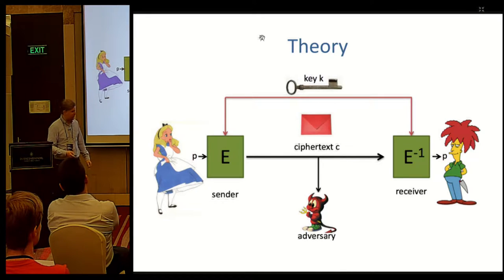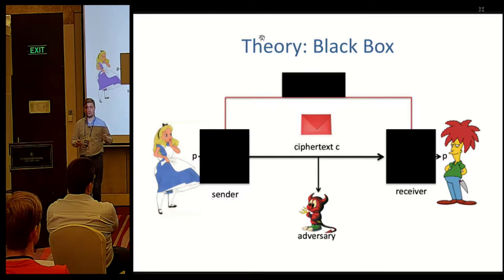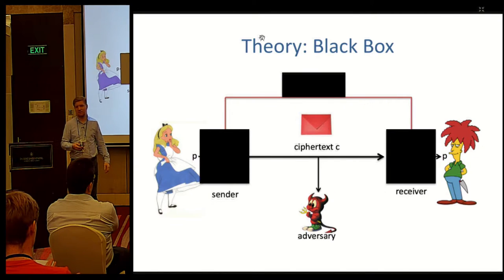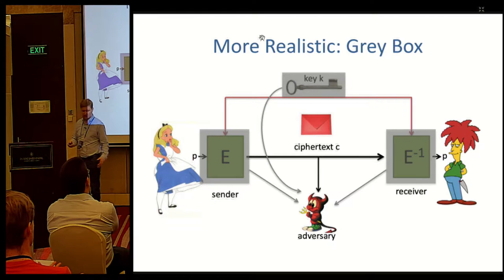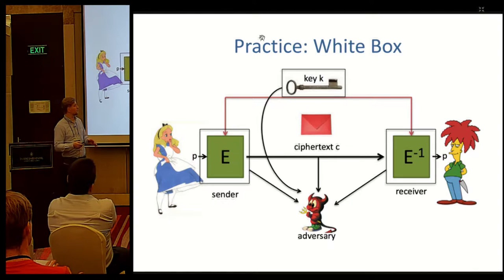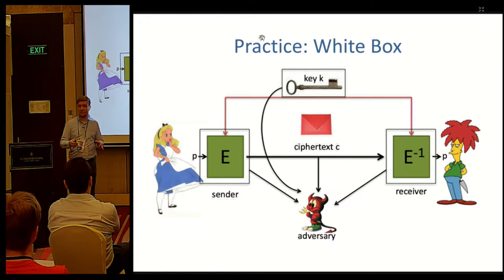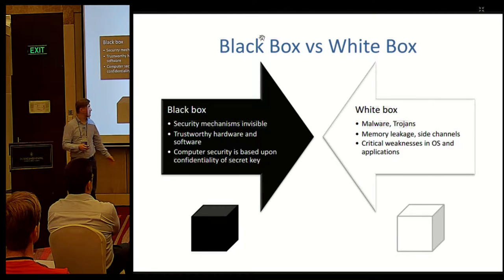What is it? Well, in theory, we always assume that the key and the implementation of both encryption and decryption are hidden. But in a more realistic setting, for example, such a context where we can look a bit into the implementation, maybe a bit into the key. And of course, the worst case that can happen is that we can see the key and the implementation. And this is what is called white box. This happens, for example, if you have malware, memory leakage, some very powerful side channels, critical weaknesses in operating systems, and so on.